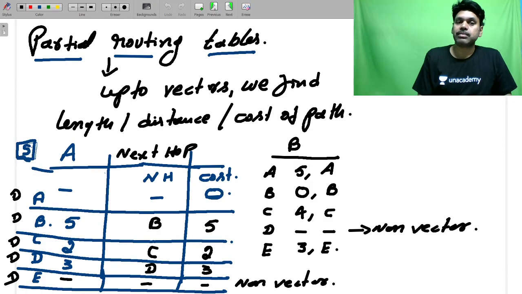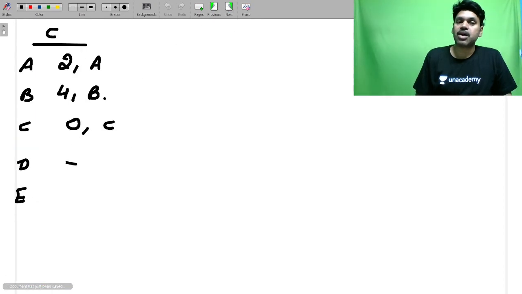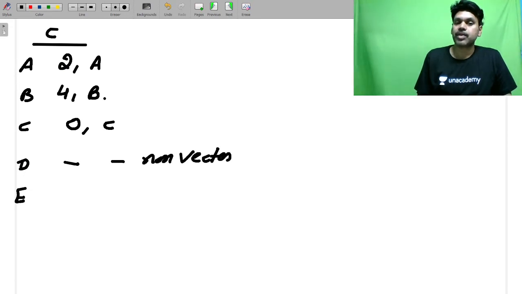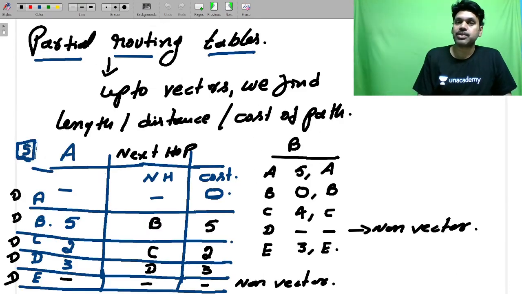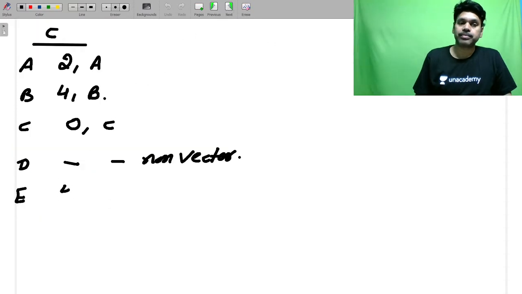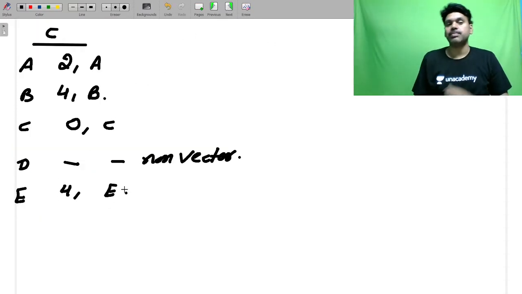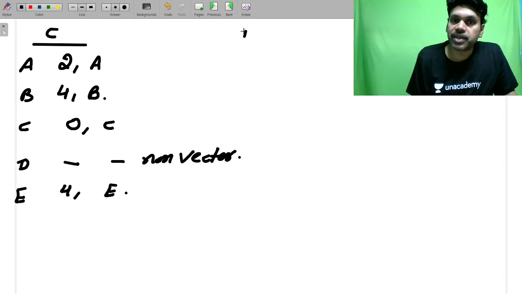C to D, possible? Not possible, because it's a non-vector. C to E, can I find C to E? Yes, obviously. So 4 is the cost. E is the next hop. So we also find a routing table for D.